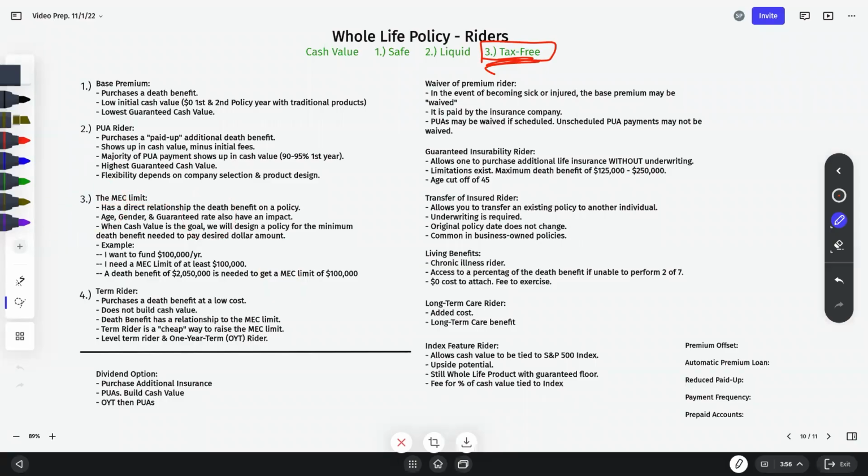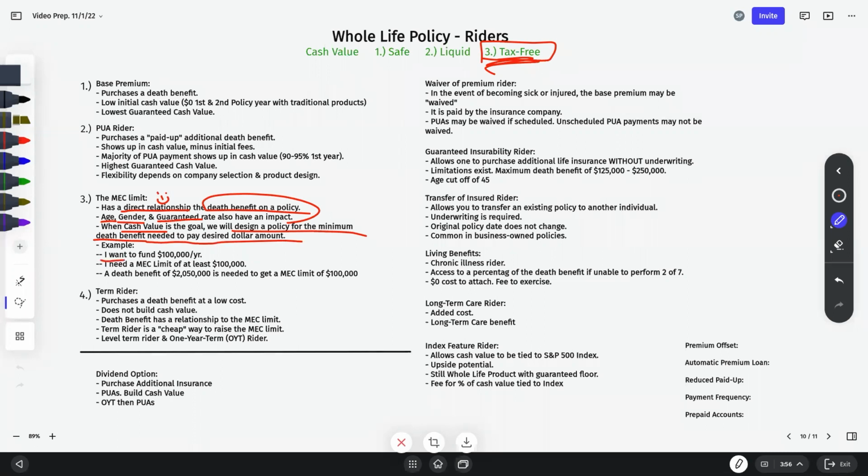So this MEC limit, here's the fun part. We can set it wherever we want. How we do that is you'll find that it has a direct relationship to the death benefit on a policy. Now that's not the only factor. Our age, gender, guaranteed rate, the product we select will also have an impact on the MEC limit. But the biggest factor is that death benefit. So when cash value is the goal, we'll design a policy for the minimum death benefit that's needed in order to pay the desired dollar amount.